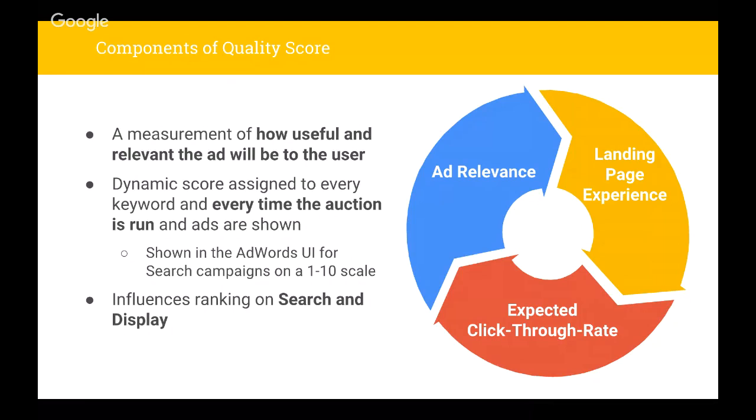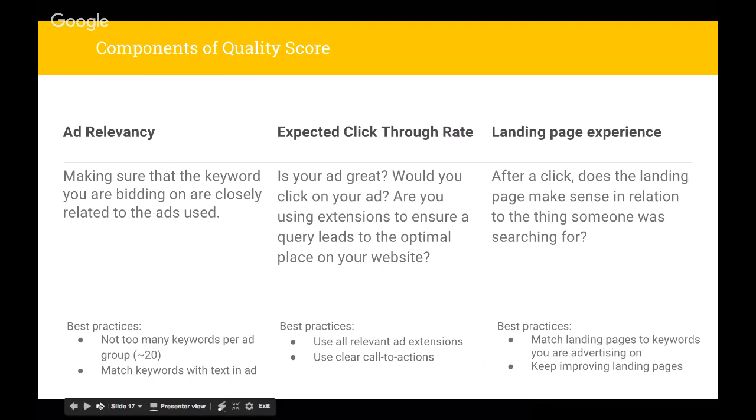Then the second step is the expected click-through rate. So is your ad likely to be clicked on? Are you offering something that will actually help people and make them come to your website? Are you offering something really good? Are you offering great delivery times? Is there another reason why people might want to click on your ad and not on someone else's ad?